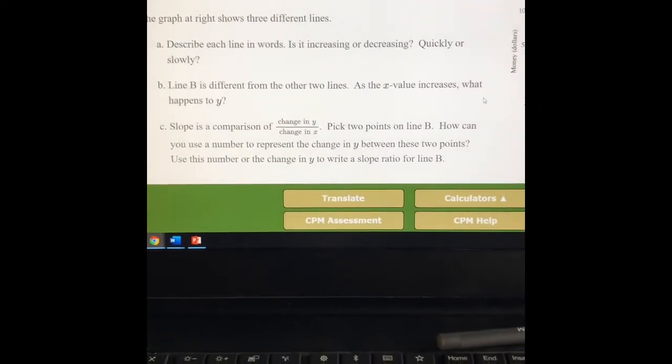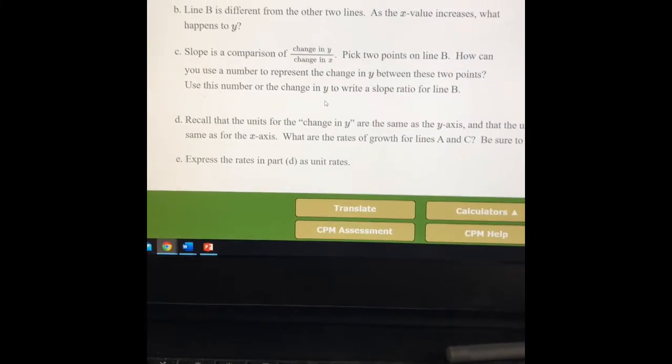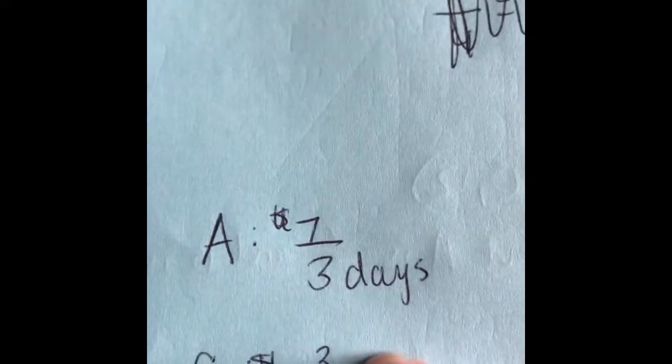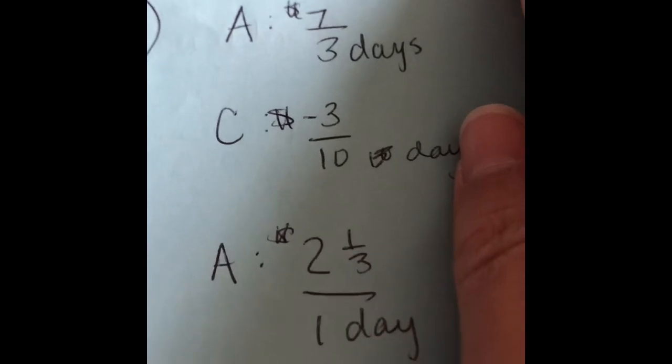Okay, where's my mouse? There it is. Express the rates, so this is part E, express the rates in part D as unit rates. So it wants us to express these 2 rates with a 1 underneath. The only thing you have to do is divide this number by this number, and this number by this number. So if you divided 7 divided by 3, I got $2 1/3, so about $2.33 per day.